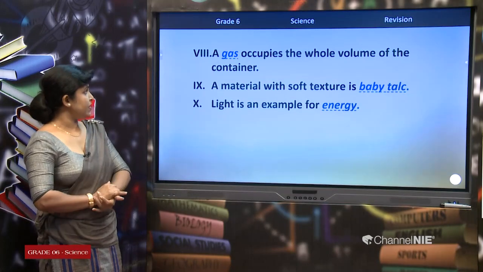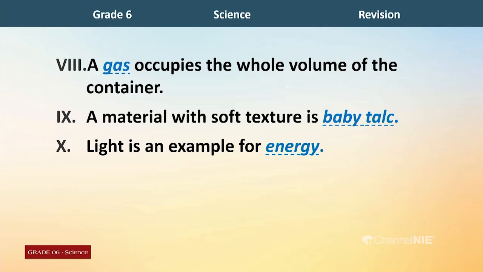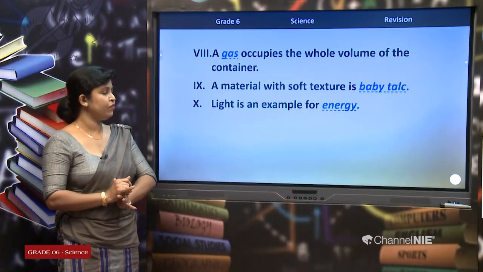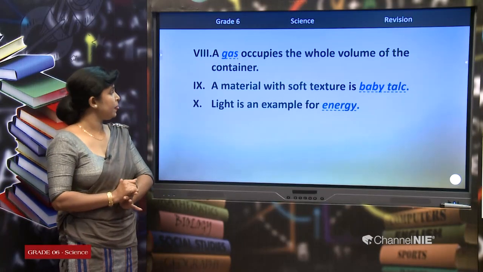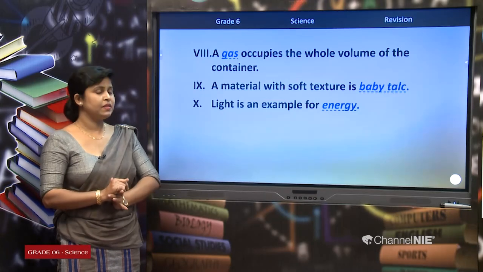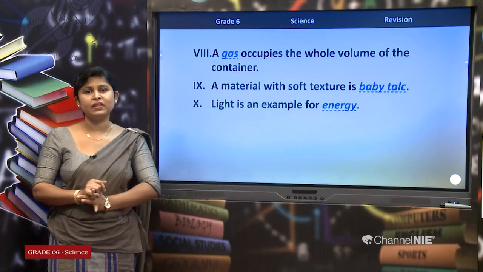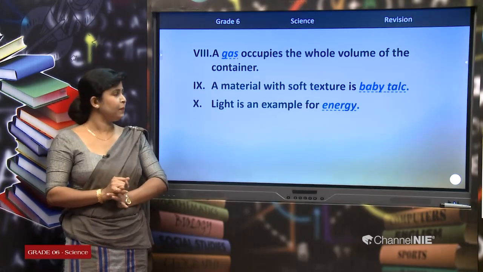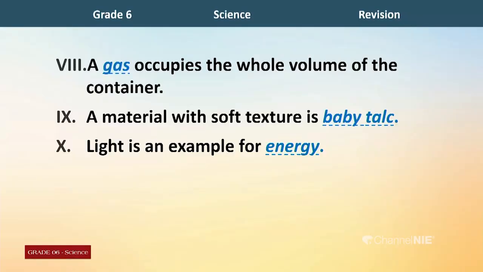Look at the last three questions. A gas occupies the whole volume of the container, and a material with soft texture is baby talc. Light is an example of energy. You see, gases occupy the whole volume of the container. We have learnt it in unit 2. And a material with soft texture, what do you mean by texture? Texture is the way we feel something. A material with soft texture is baby talc. But there are certain materials with hard texture like sandpaper, right?